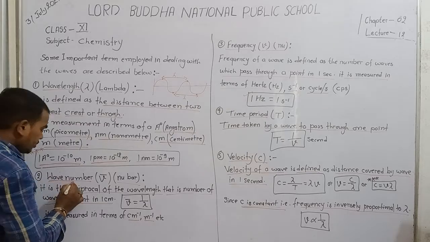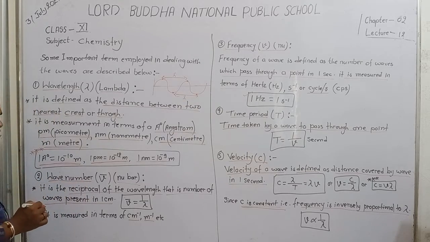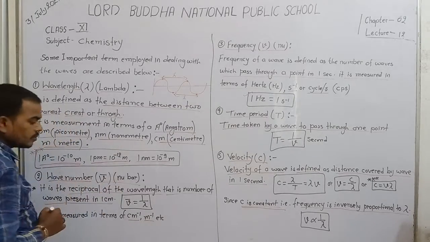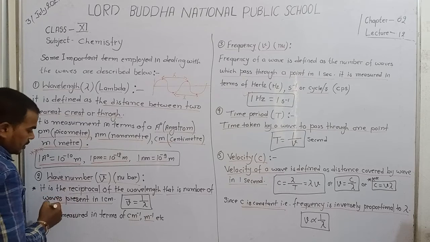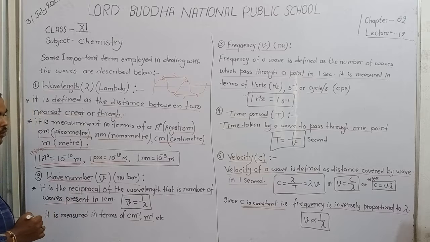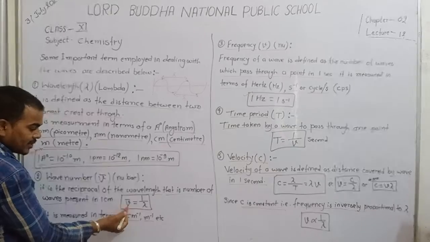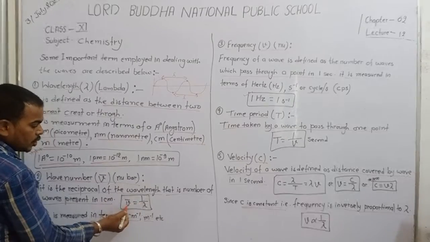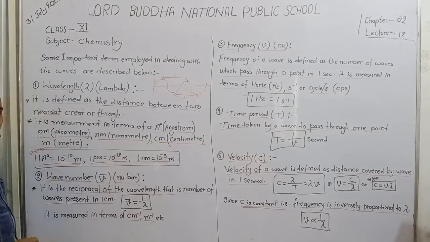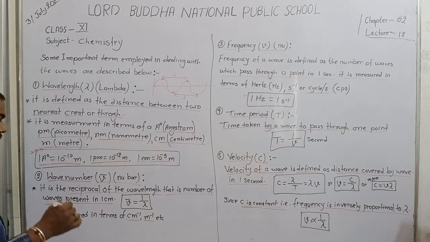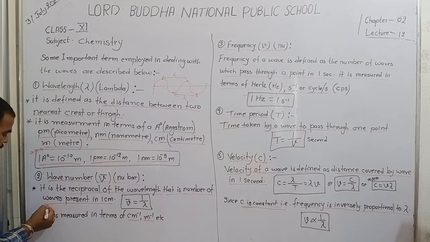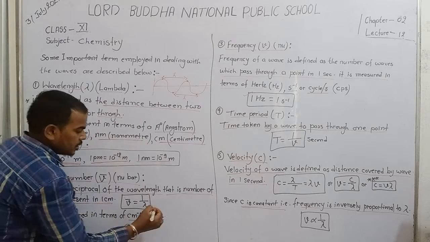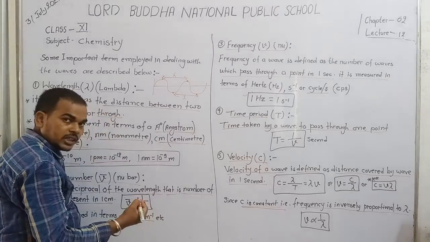Now wave number. Dear student, wave number is represented by nu bar. Nu bar is the reciprocal of wavelength, means nu bar is equal to 1 upon lambda. And it is defined as the number of waves present in 1 centimeter.